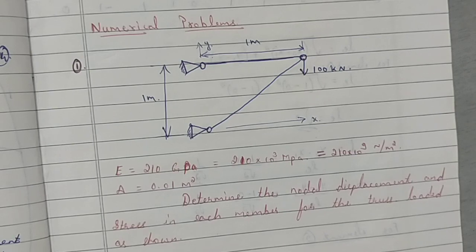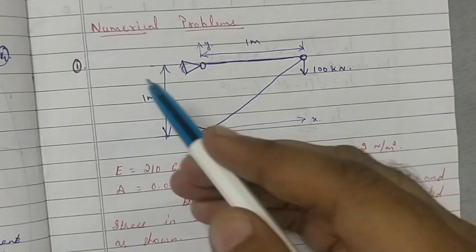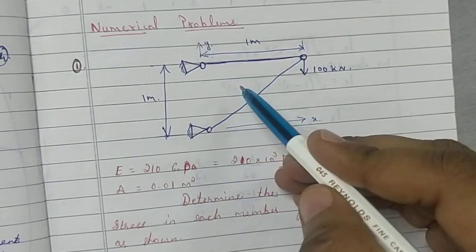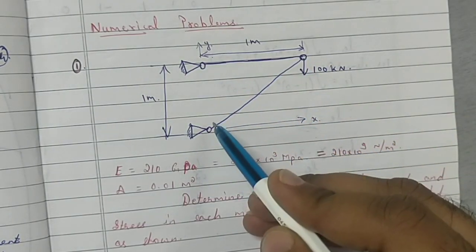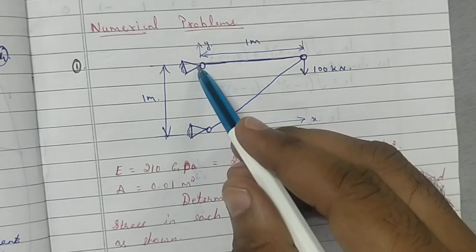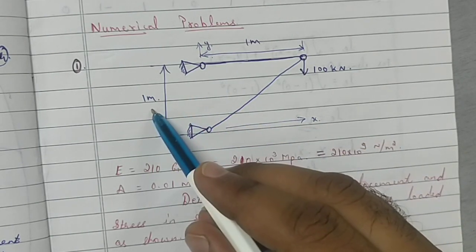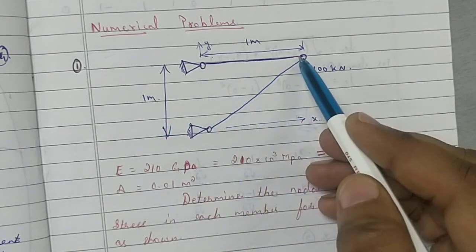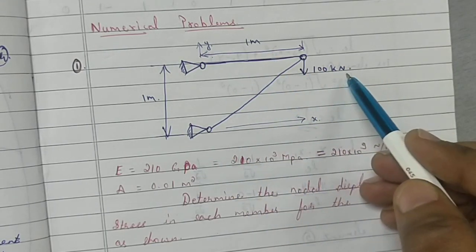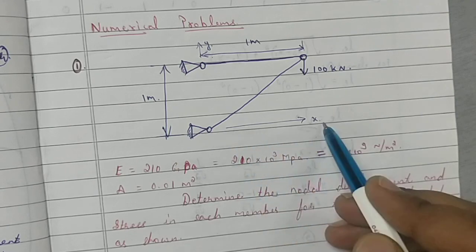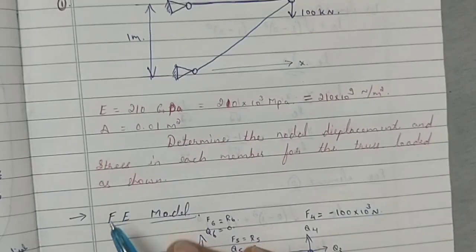The numerical problems. First one. So it's a truss element given like this as shown in the figure. The distance between this fixed and this fixed point is 1 meter, and the distance between this and this is 1 meter itself. And a load of 100 kilonewton is applied on it, and this is the x direction and this is the y direction.